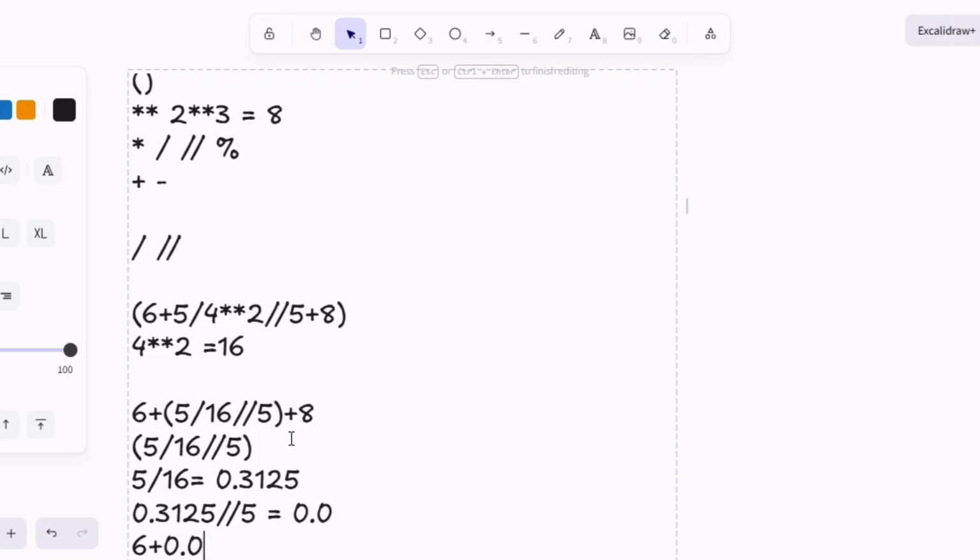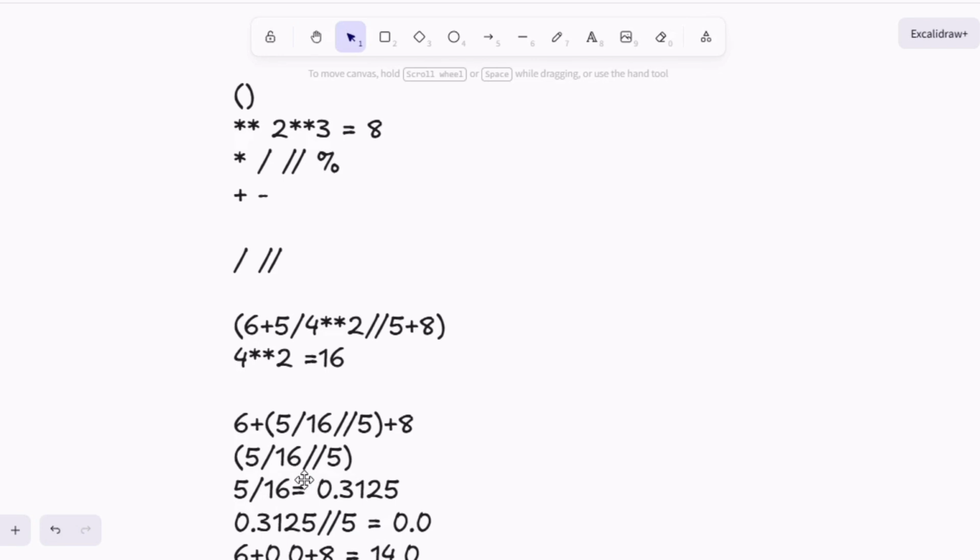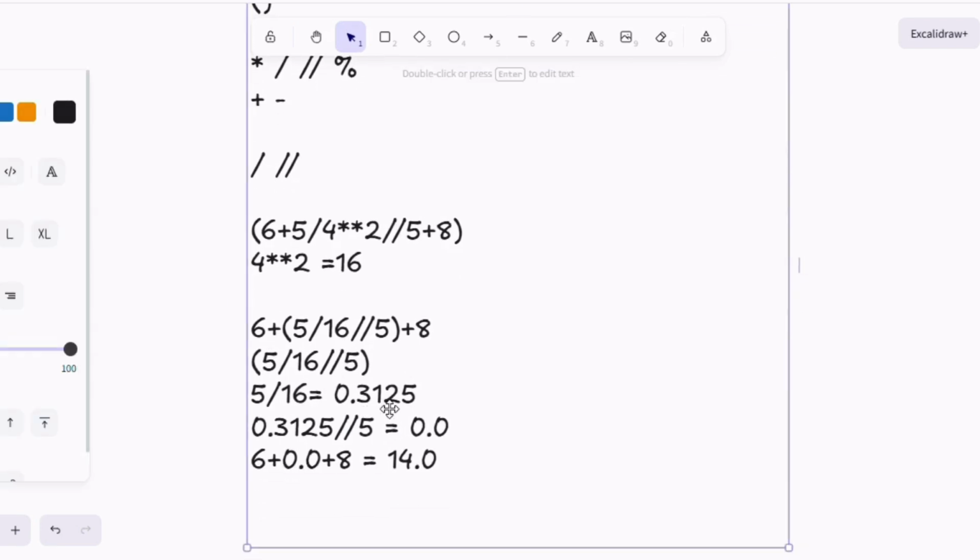Now we will be left with this. The answer is 14.0. So here we have got the answer as 14.0. But did any one of you think, here we are doing a division and a floor division? I told you that division can have decimal or floating values, but when we are doing a floor division, we round to the nearest integer value. But in this case, we kept the floating value, which is 0.0. Can anyone explain me why this happened?